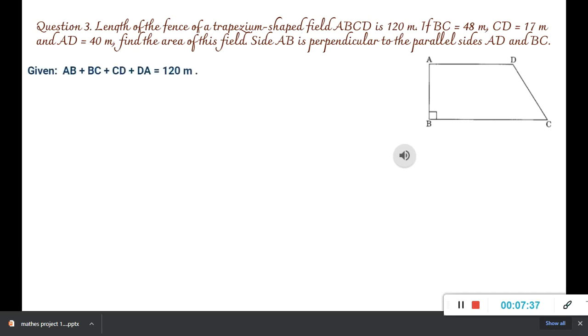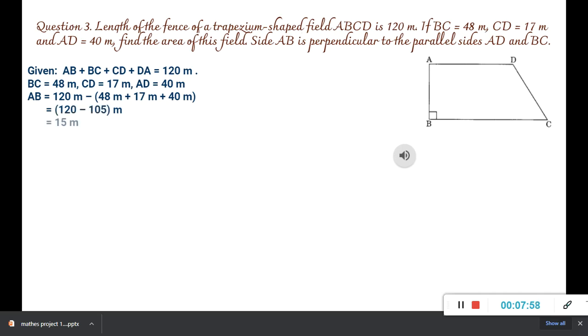But AB is not given. We have to find it. But the perimeter is given, meaning the sum of all sides, that is 120. From that we can find out the length of AB, right? How? AB is equal to 120 minus the sum of the other three sides, that is 48 plus 17 plus 40 meter. That would be 120 minus 105 meter, that is equal to 15 meter. So we got the perpendicular line, that is our height, 15 meter.